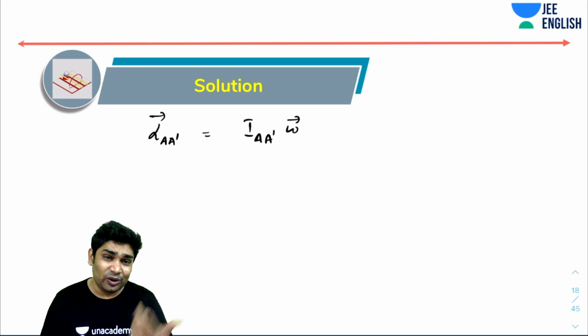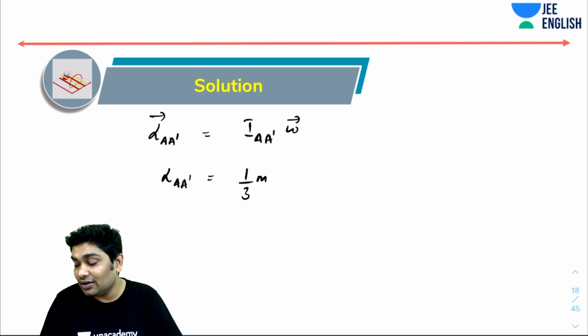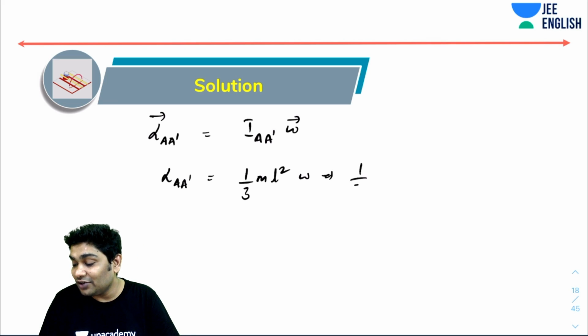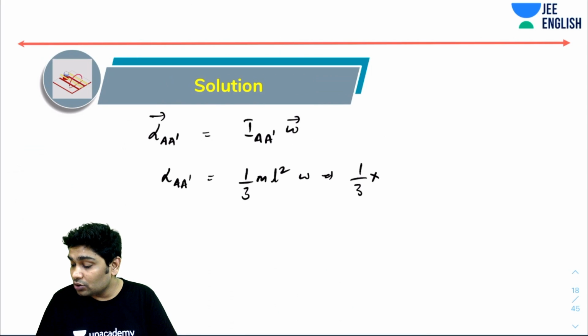Now, if you're only talking about the magnitude, then let's forget about the vector sign, and all I can say is this is 1 by 3 ml square times omega, and all I need to do is just substitute these values. So 1 by 3 into m, which was 2, l was 2, and omega was 3. So m is 2 into l was 2, 2 square into omega was 3. So you have your answer as 8.